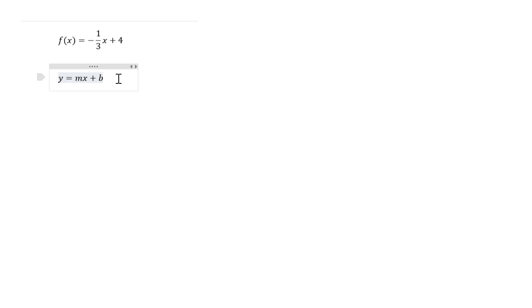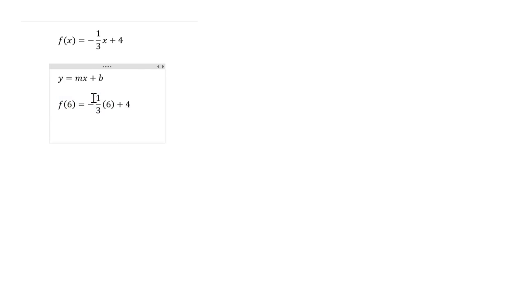But first, what I want to do here is I want to look at what happens when we have f of 6. Okay, so we're going to talk about what happens when we plug in 6 into our equation. So what that means is everything stays the same, right? So I still have negative 1/3. I'm going to plug in 6 for x, and I'm going to add 4.